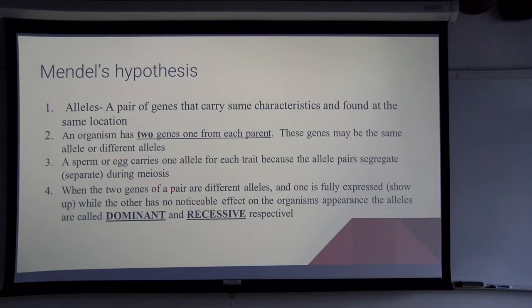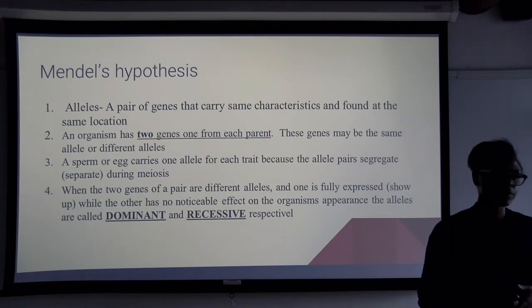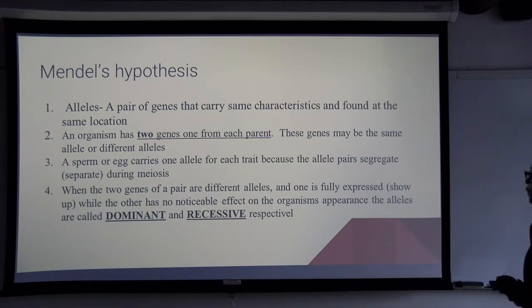When the 2 genes or pair are of different alleles and one is fully expressed, show up is another way of saying it, while the other is not noticeable, has not a noticeable effect on the organism, the one would be called dominant. That's the one that shows up. The one that doesn't show up is referred to as being recessive, respectively.